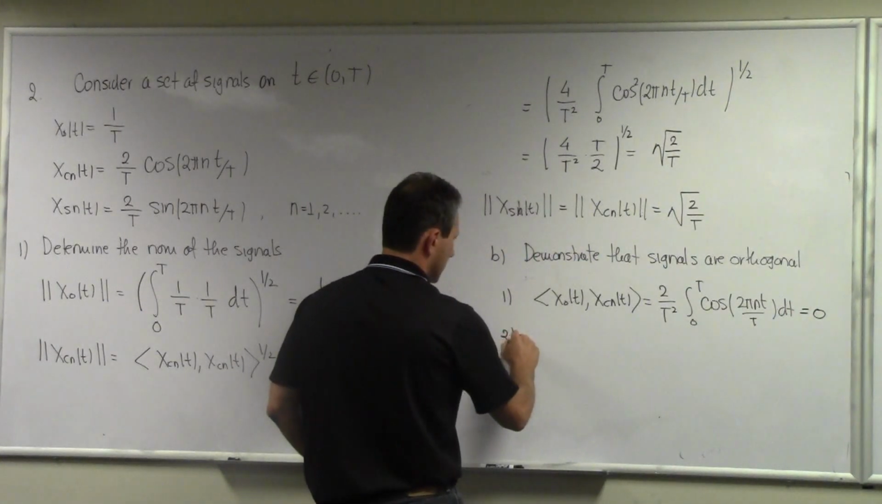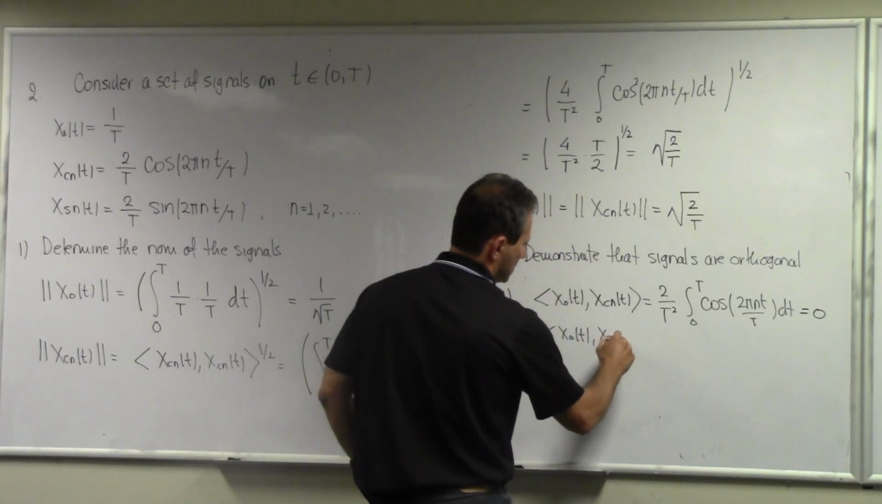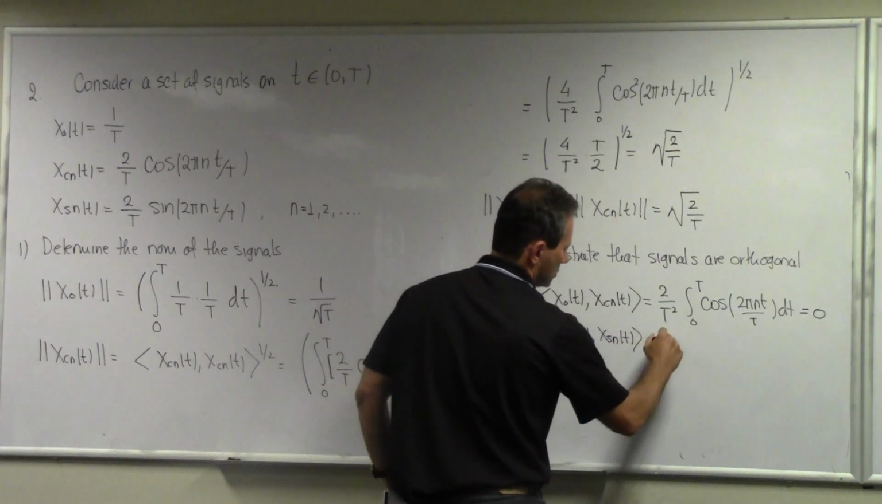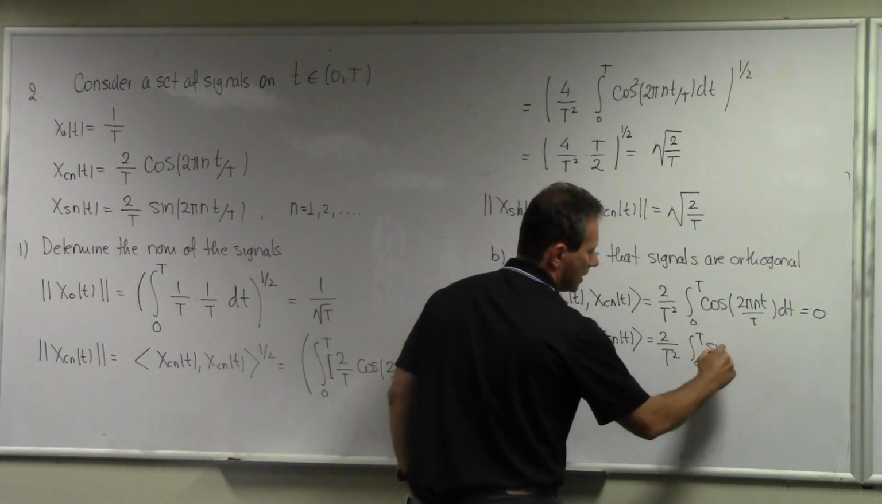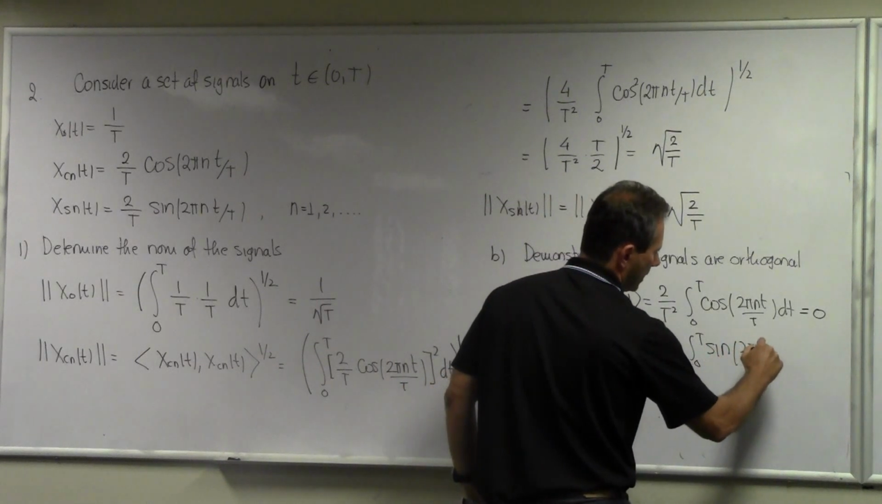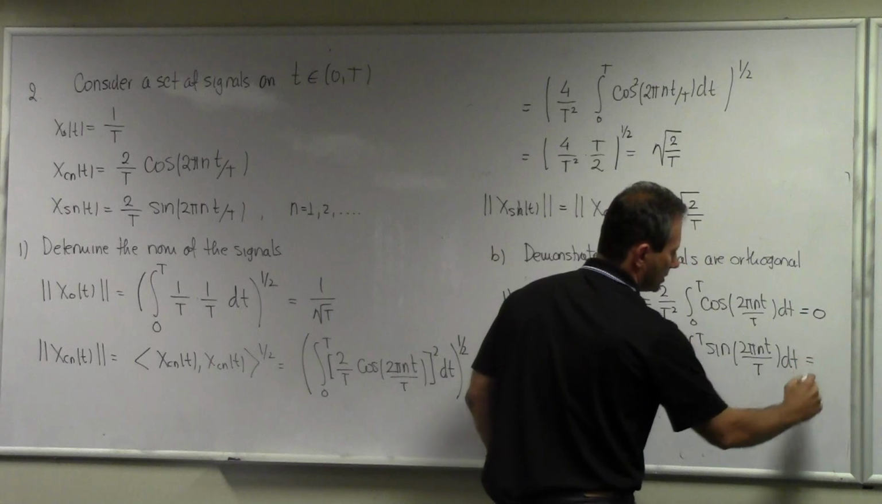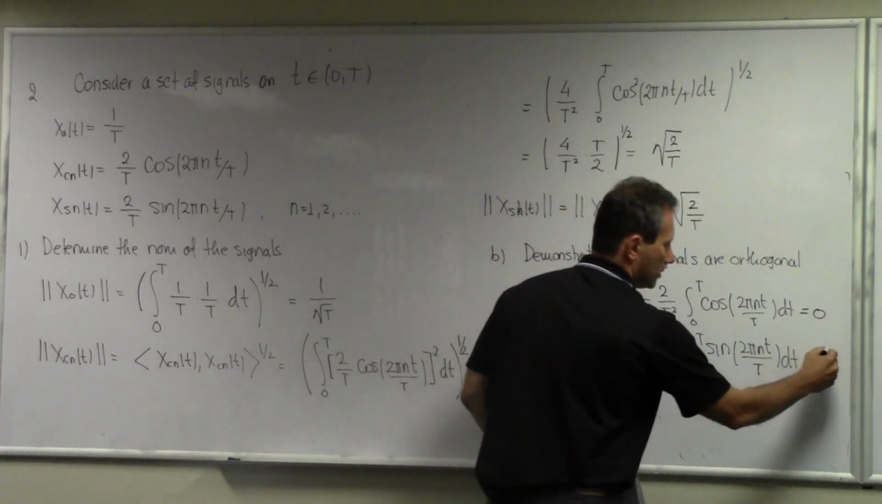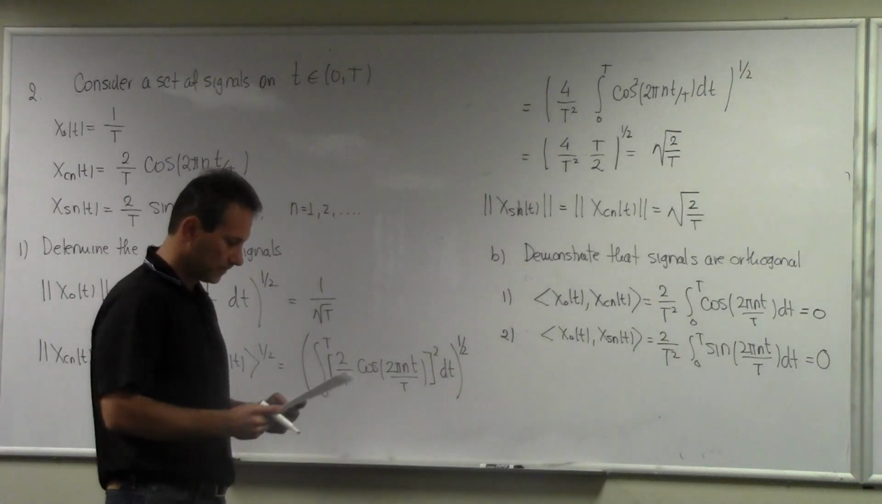The second thing I demonstrate is x0 of t with x s n of t. This is 2 over T squared, integral from 0 to T, sine 2 pi n t over capital T dt. What is this? 0 again, because this is now integrating sine over an integer number of periods.